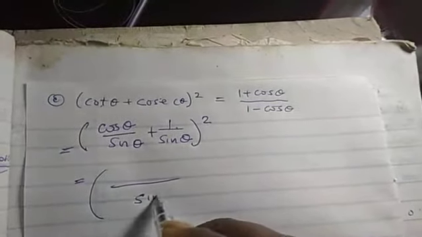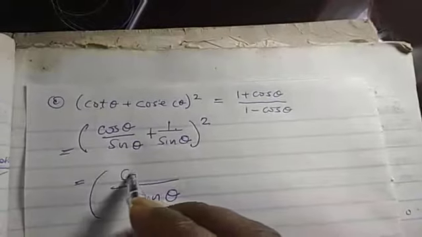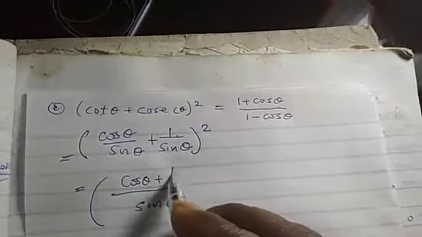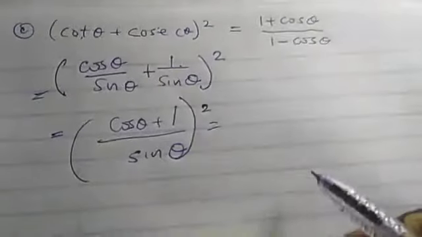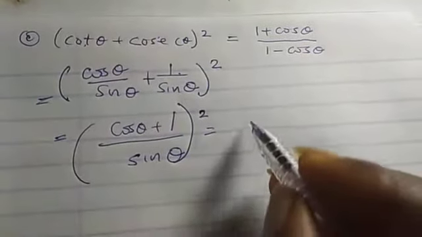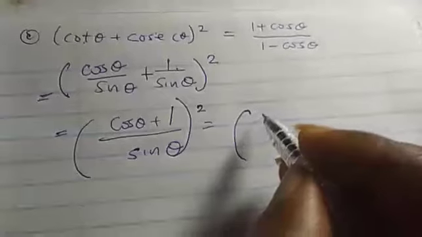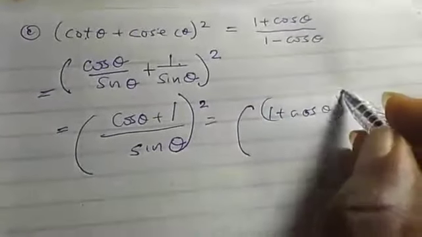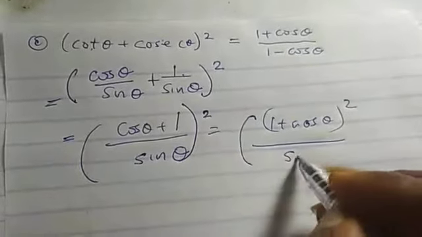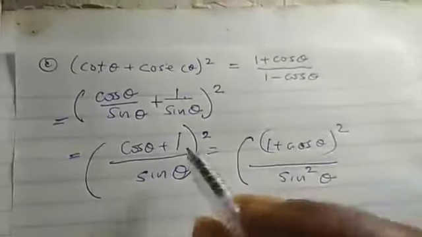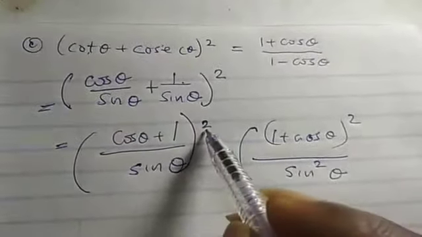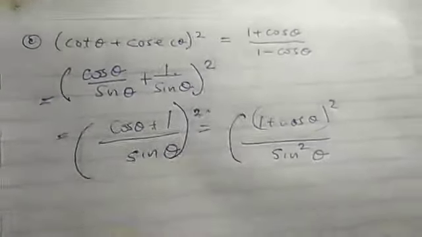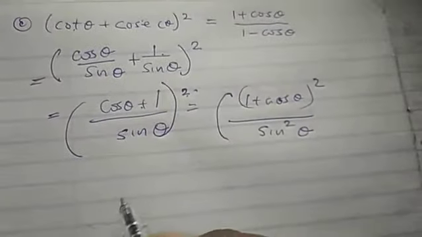From this list, let's find the LCM. LCM is sin theta. If you find the LCM and simplify the fraction, we have this. From this place, I can write it as 1 plus cos theta all squared over sin square theta. By the law of indices, I put the square on both sides.